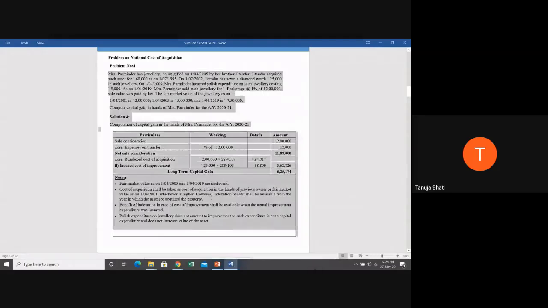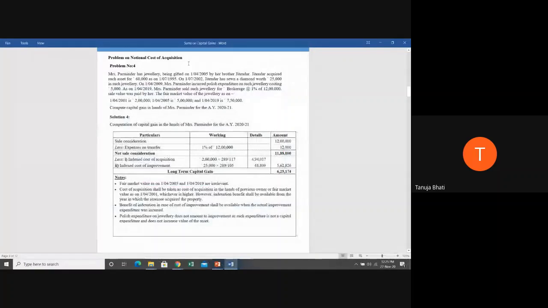So students, have you all understood this concept of notional cost of acquisition? The concept I had already explained. Now we did a problem on that. So did you all understand what is the difference? Yes, ma'am. Everyone, did you all get this problem on notional cost of acquisition? Yes, ma'am.